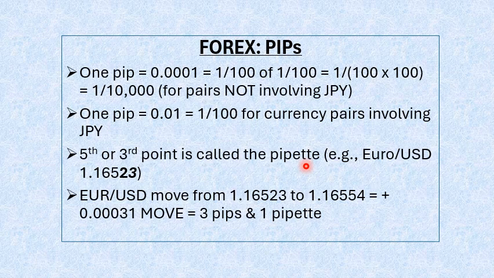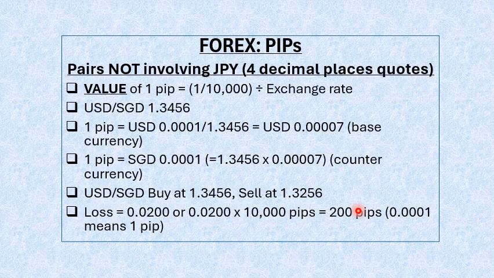For example, Euro USD can be quoted as 1.16523, and in this quote 2 is the place for a pip and 3 is the place for a pipette. Suppose Euro USD moves from 1.16523 to 1.16554. It has moved by 0.00031, which is a 3 pips and a 1 pipette move. Let's discuss some example to understand the concept of pips better.